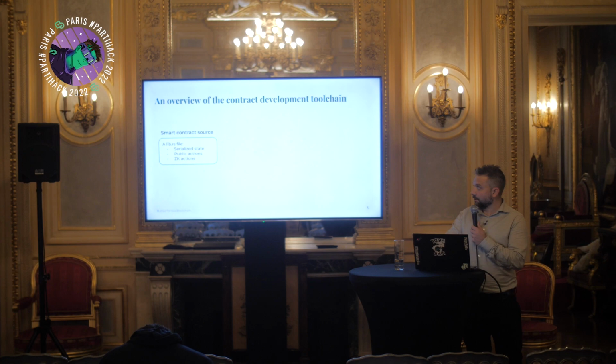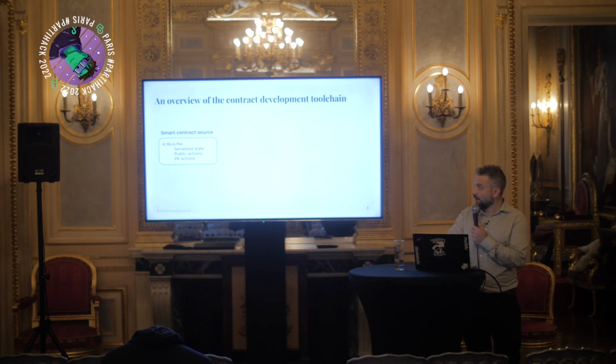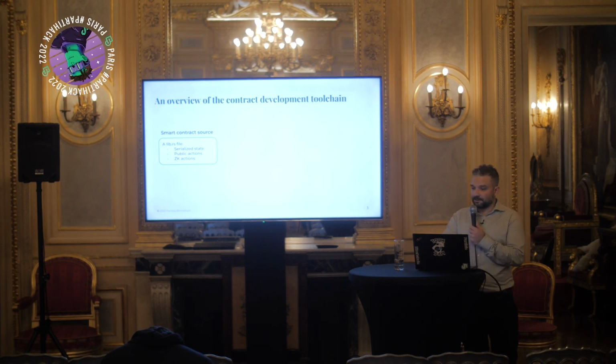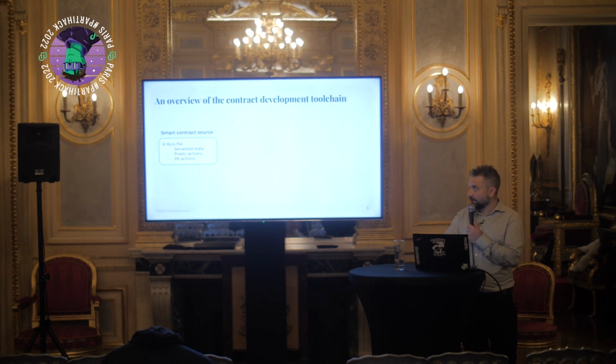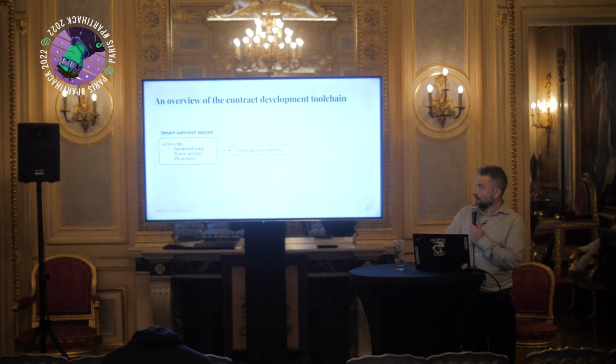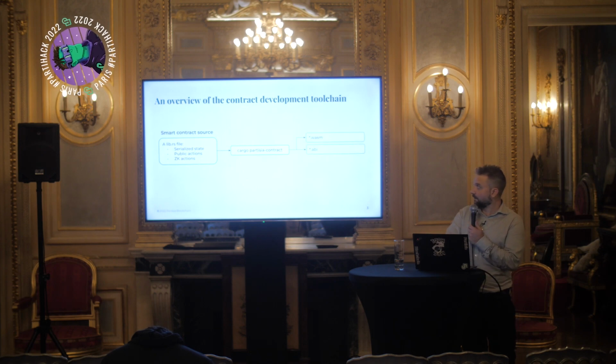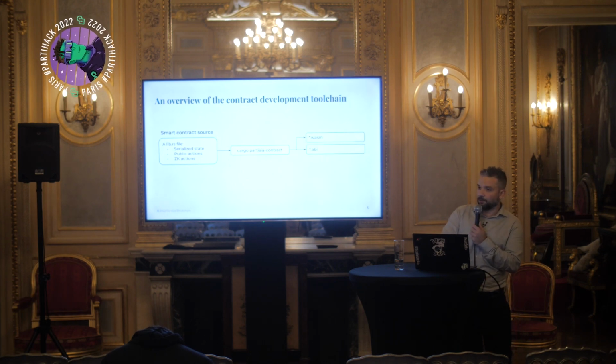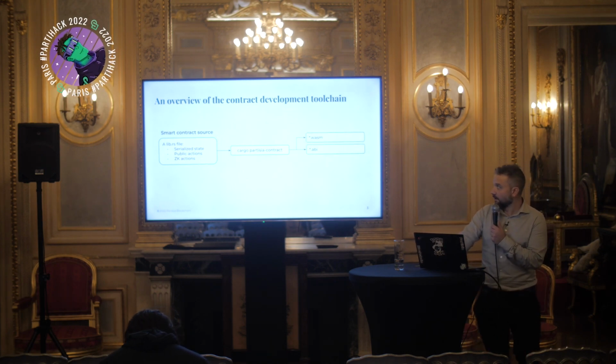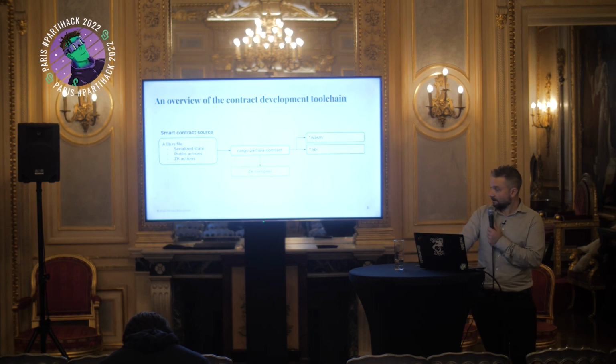Let's take a look at the tooling here. We have on the left side a smart contract source file, usually a lib.rs. It contains your serialized state, your public actions, your zero knowledge actions. You feed this into our cargo command, cargo Partisia contract. You type build and you get out two files, a WASM file, which is your bytecode, and an ABI file.